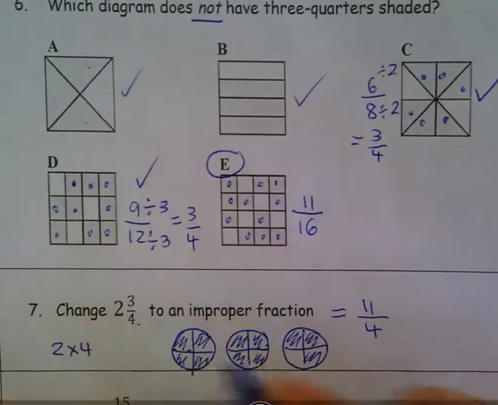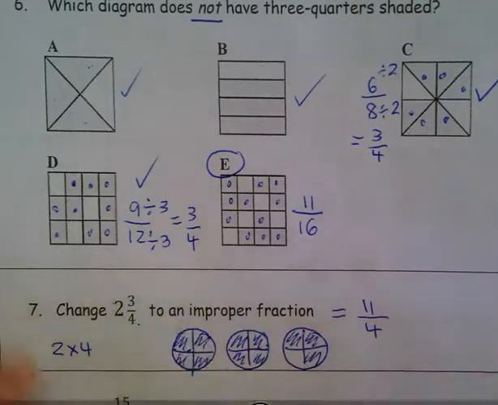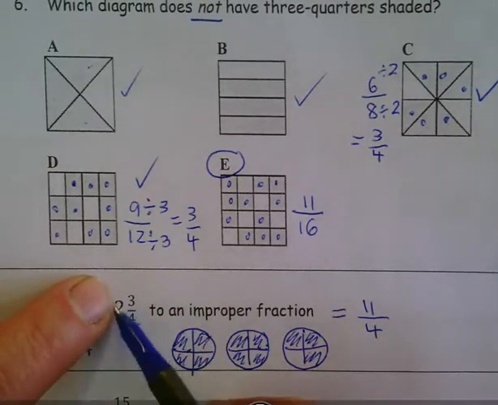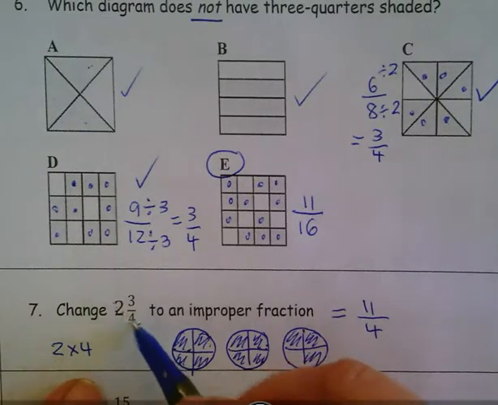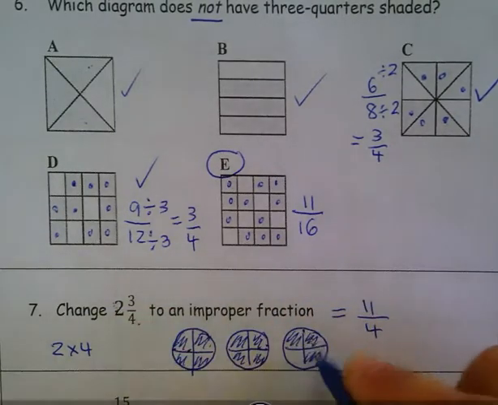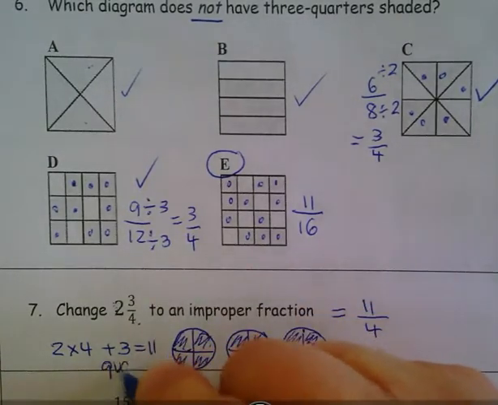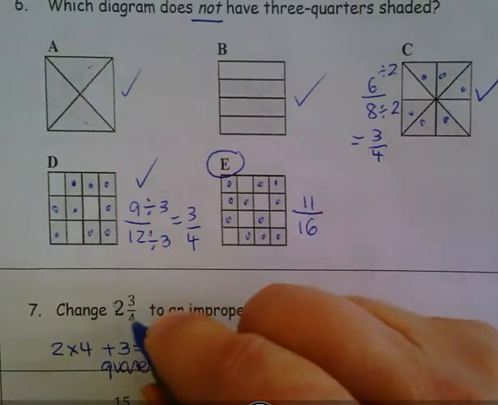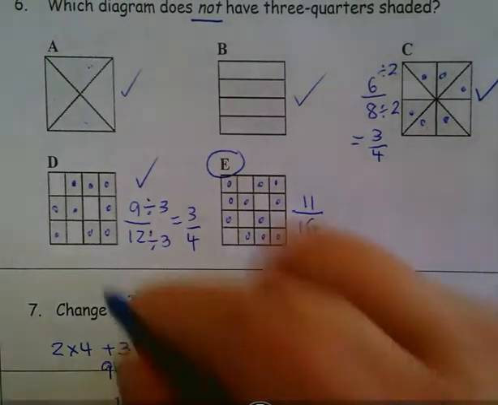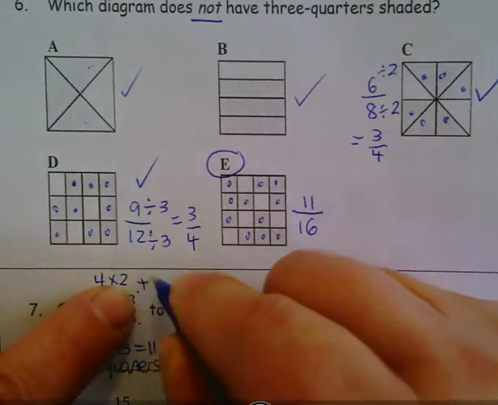So each whole is 4 pieces. So 2 times 4, do you get it? This 2 wholes, each whole is 4 pieces. So I've got 4 pieces there and 4 pieces there. So the 2 times 4 is 8, plus the 3 extra quarters. It gives me 11/4. So that's why we do 4 times 2 plus 3. So the way you do it, you do 4 times 2, and then you add the 3 extra.